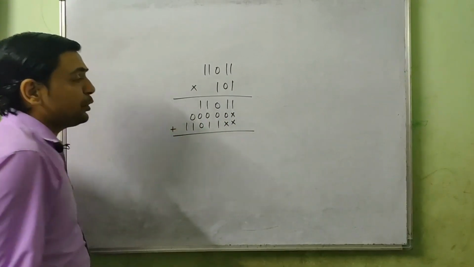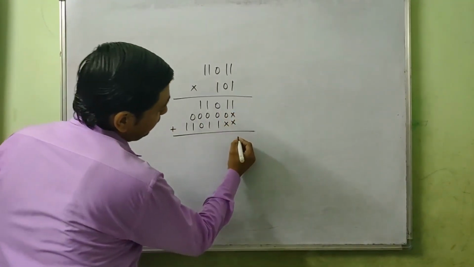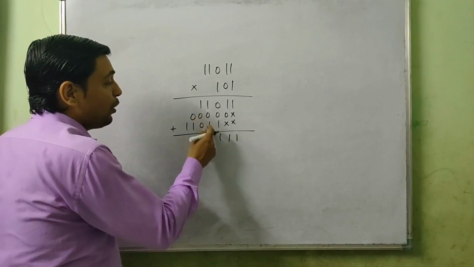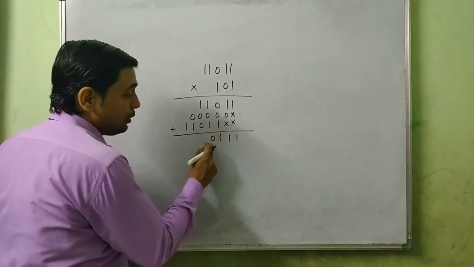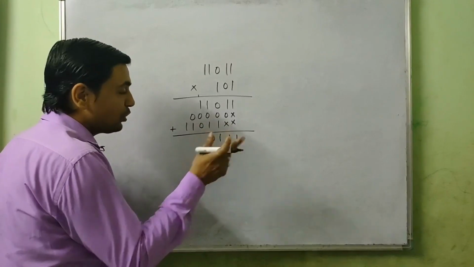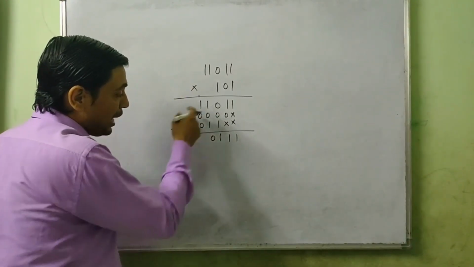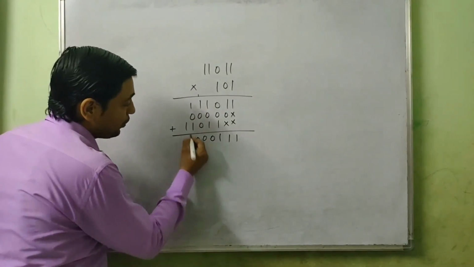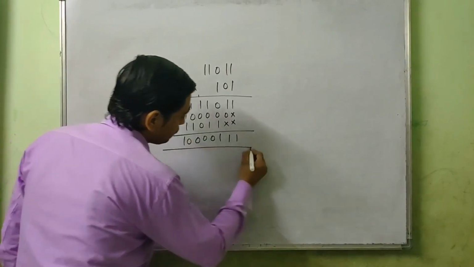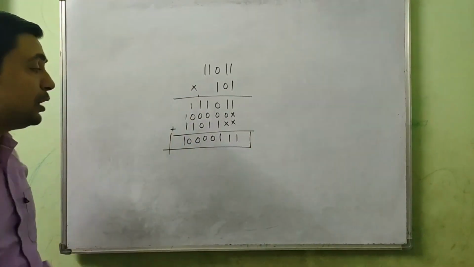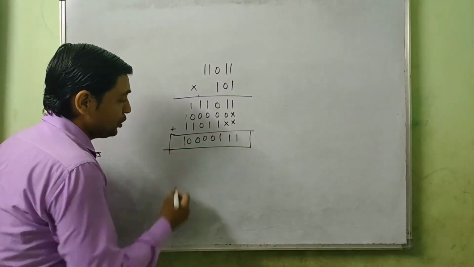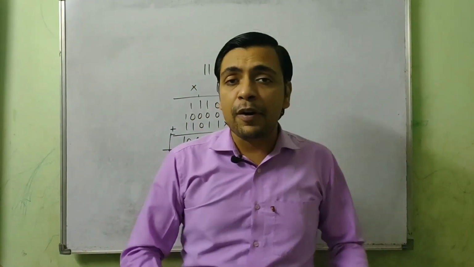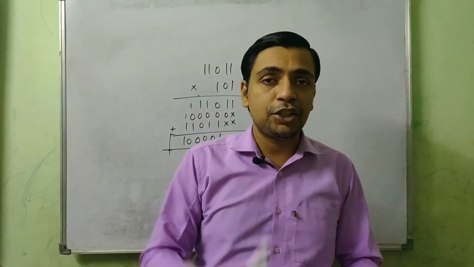Now finally all that you need to do is to add them. Now 1 added to 0 will be 1, 1 added to 0 will be 1, 1 added to 0 will be 1, 1 plus 1 will be 1 0, so 0 will be there and 1 will go carry. Now 1 plus 1 will be 1 0, added to zeros will be 1 0 itself, so 0 and 1 carry. 1 plus 1 is 1 0 again, so 0 and 1 carry, and 1 plus 1 is 1 0. Hence the product of these two numbers is 1000111. So this is how you are going to perform binary addition and binary multiplication.